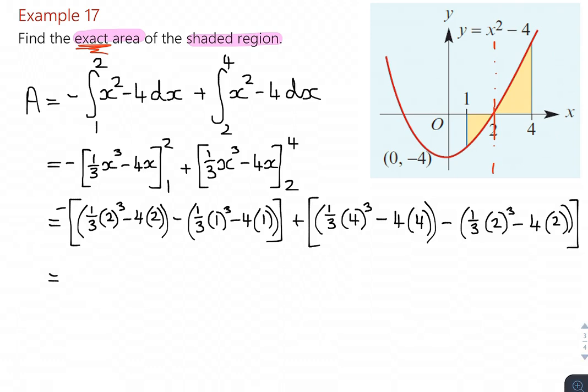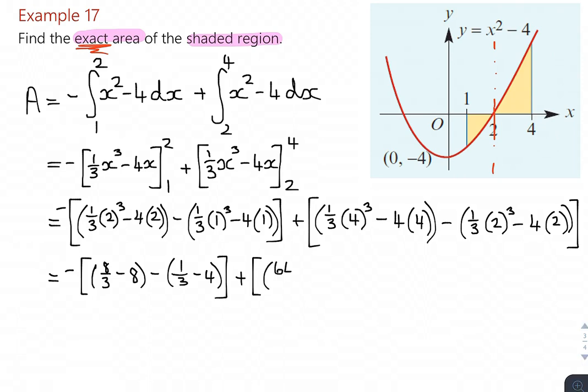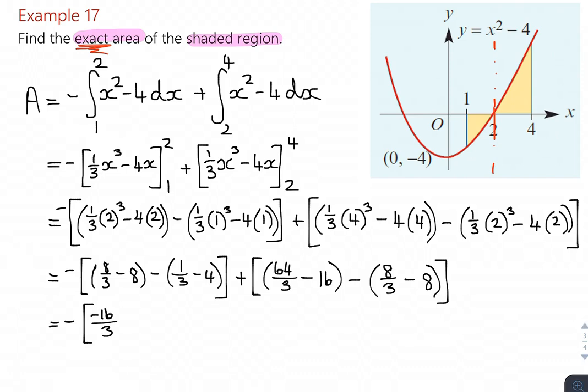Then when we simplify this down, we'll get negative, still in a square bracket, 8 thirds minus 8, and then minus 1/3 minus 4. Plus, in a bracket again, 64 thirds minus 16, then minus 8 thirds minus 8. Notice all my brackets. Keep the brackets until you can get rid of them. They will make sure you don't make a mistake.